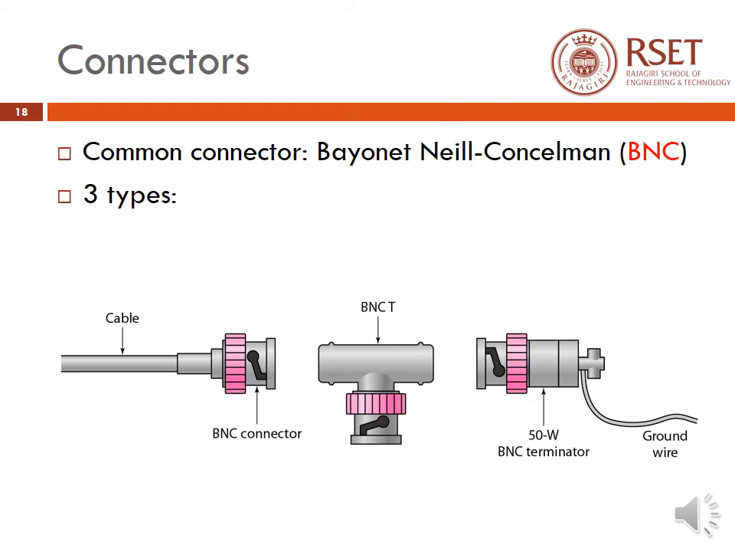The BNC-T connector is used in Ethernet networks to branch out a connection to a computer or other device. And the last one, that is the BNC terminator, is used at the end of the cable to prevent the reflection of signals. So these are the three types of BNC connectors used for coaxial cables.